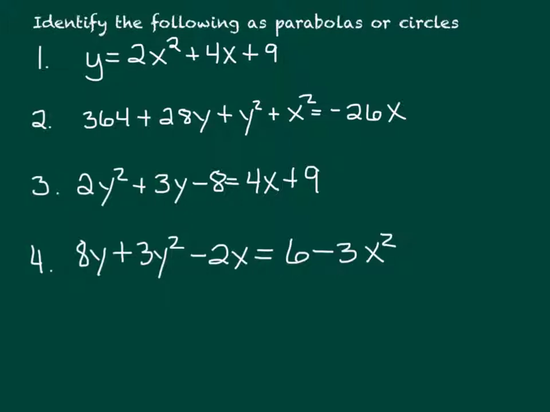Alright, so here's 4 example problems. You might want to pause and write them down, but we're going to identify the following as either parabolas or circles. So for the first one, we're always going to count how many squared terms we have. And in this case, we have only one. So if it has only one squared term, it's a parabola. And if I were to ask you even further, is it vertical or horizontal? Since x is squared, you could tell me it was vertical.